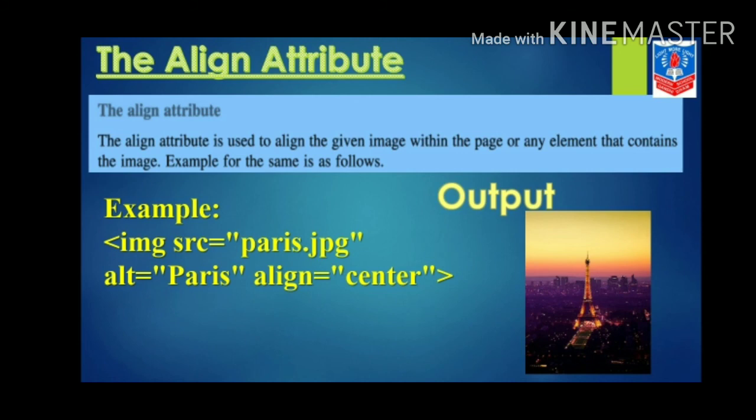That is img src equals paris.jpg, alt equals paris, align equals center. Here you can see in the output, children, the image is at the left align. Actually it is center as per the document. Here it is displayed.